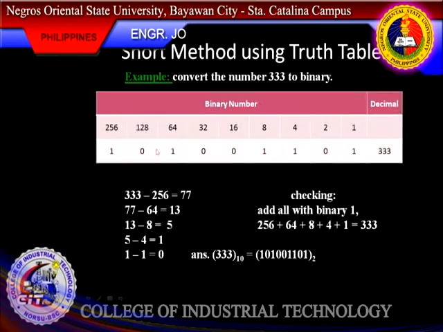But the answer for that one is this one that we plotted: 333 to the base 10 is equal to 101001101 to the base 2. Hopefully you now have a better understanding of the conversion of binary to decimal and decimal to binary, so that you can answer our quiz on Edmodo as our quiz number 2 for digital electronics.